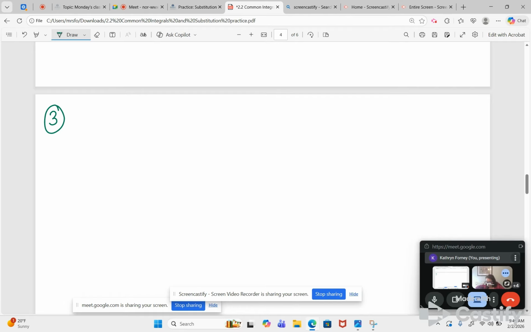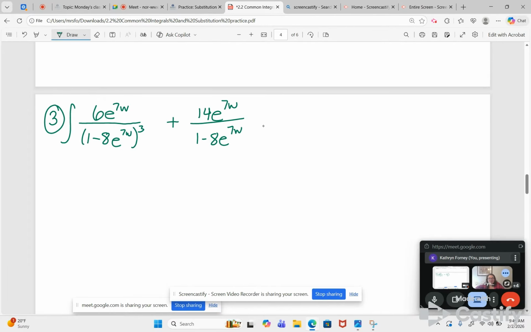All right. So number 3 was the integral of 6e to the 7w divided by 1 minus 8e to the 7w cubed, plus 14e to the 7w divided by 1 minus 8e to the 7w, dw.